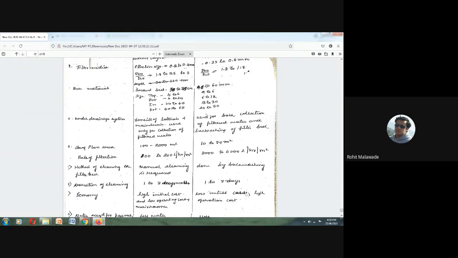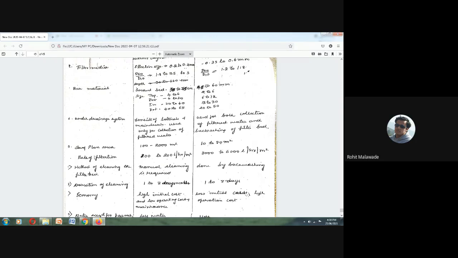We are going to have both the collection and backwashing that can be done from your rapid sand filter. The under drainage system, we are going to do it for both the collection of filtered water and cleaning, that is backwashing of rapid sand filter. That is what we are going to have.